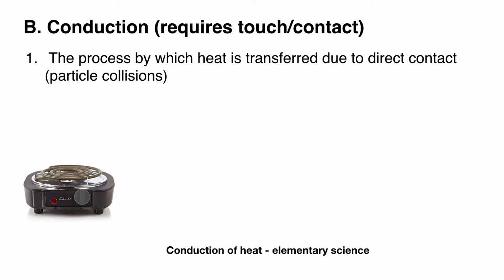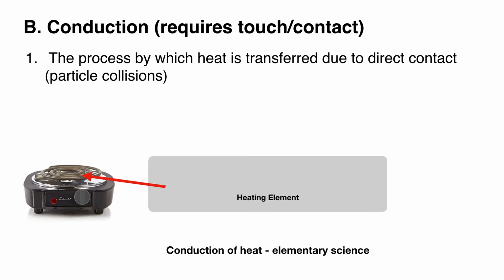Now let's talk about conduction. So conduction is the process by which heat is transferred, and here's the key, transferred due to direct contact. Particles colliding with other particles. So you see I have a burner over to the left there. Well, that gray bar represents the heating element on that burner and that stove.